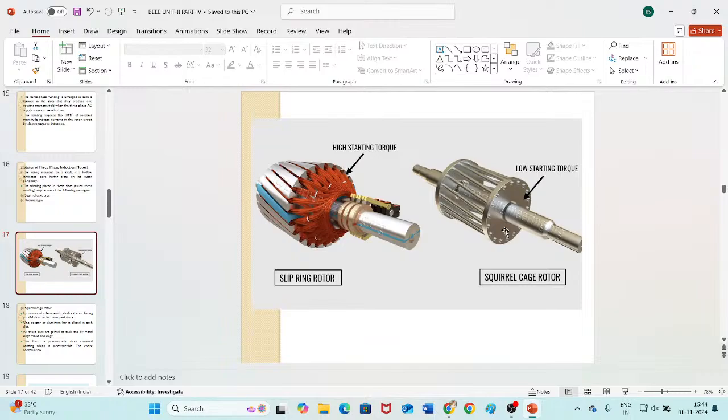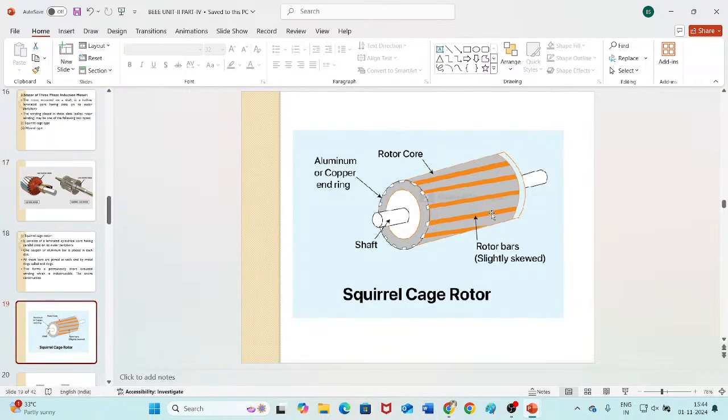If it is a squirrel cage rotor, it consists of a laminated cylindrical core having parallel slots on its outer periphery. One copper or aluminum bar is placed in each slot. This is the squirrel cage. You can see the rotor core in which copper bars are placed.